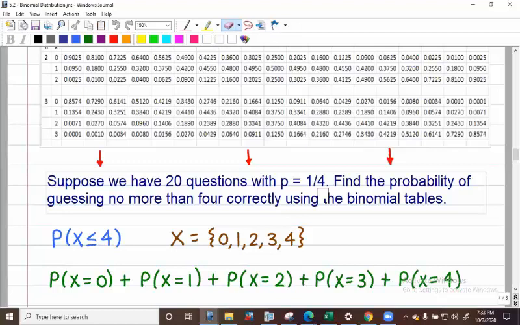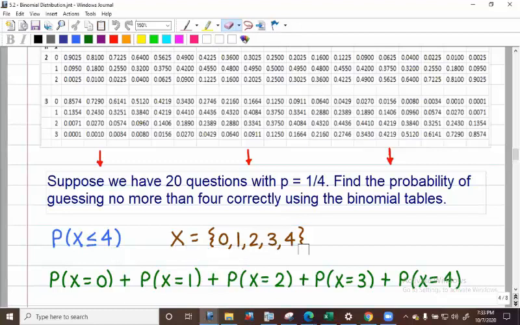Now, this is the important part. Reading the table is important too, but once you learn how to do that, you'll have that skill mastered. But this is the important part right here in the light blue: you have to realize that no more than 4 means less than or equal to 4. That's important. And what that represents is 0, 1, 2, 3, 4.